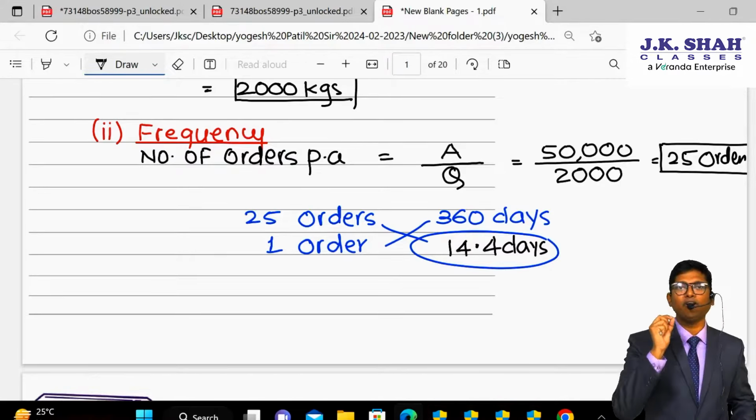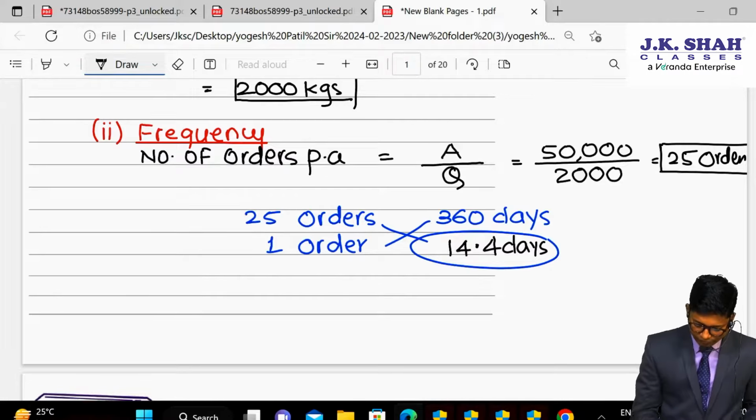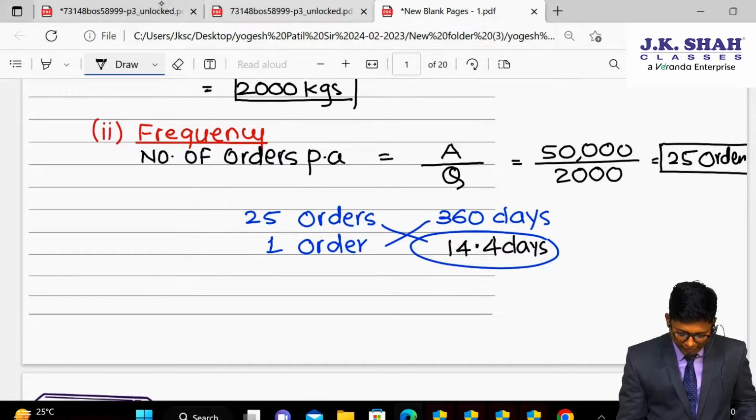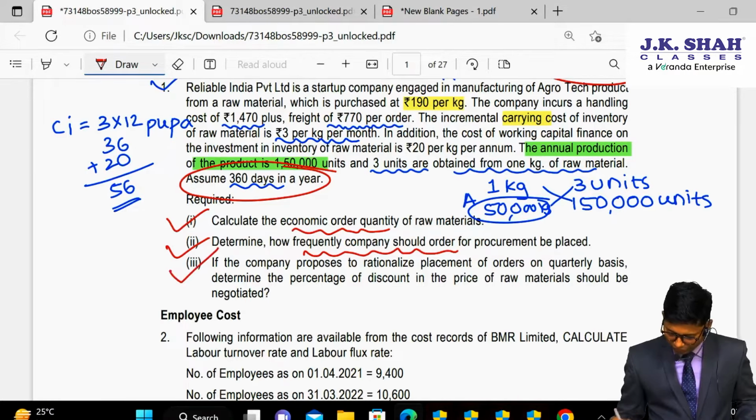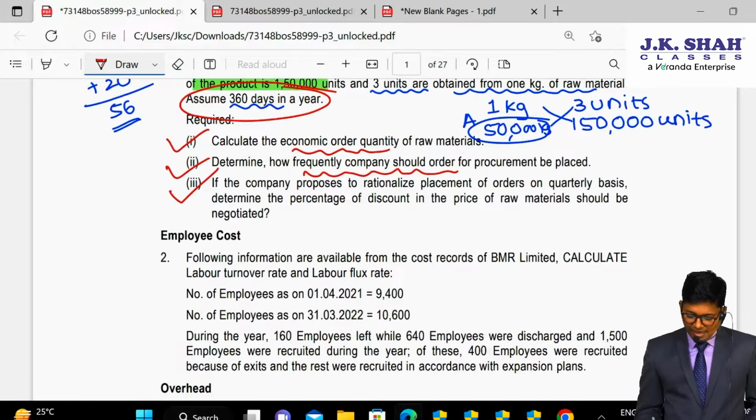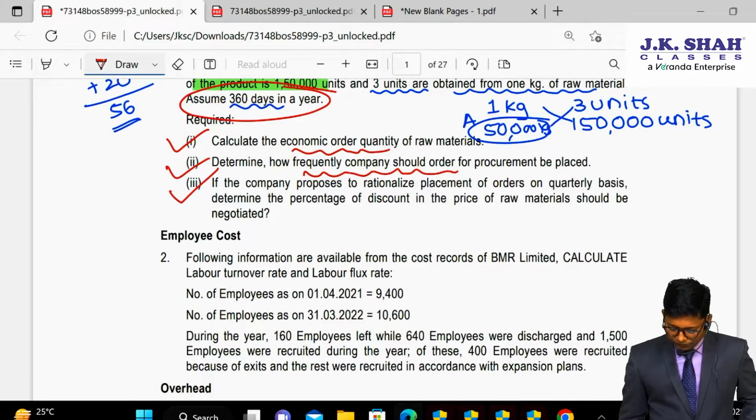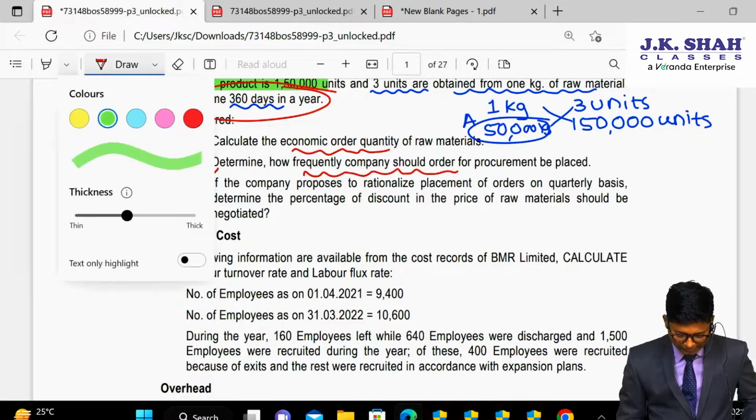After every 14 days you have to place the order. After this last point of the question, which is not the list, this question is asking you to calculate some additional extra cost or discount to be negotiated. Let's read what is being asked here.